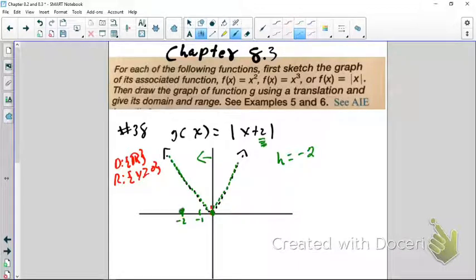So here's the original one. I'll put it in blue. And now, instead of putting dots, I'm actually going to draw it accordingly. So now I have an understanding of what it's going to look like.